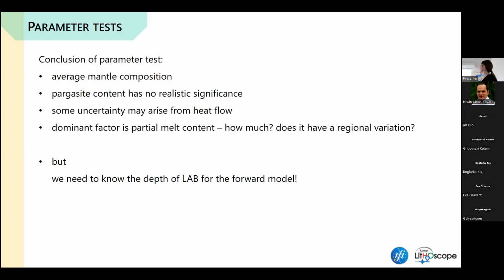And a question can arise: how much melt is there actually, or is there any variation in the melt content among the different stations or locations? And also another factor, which I mentioned earlier, is that we need to know the depth of the LAB previously. So we need to have an idea of the LAB depth already for the construction of the forward model.